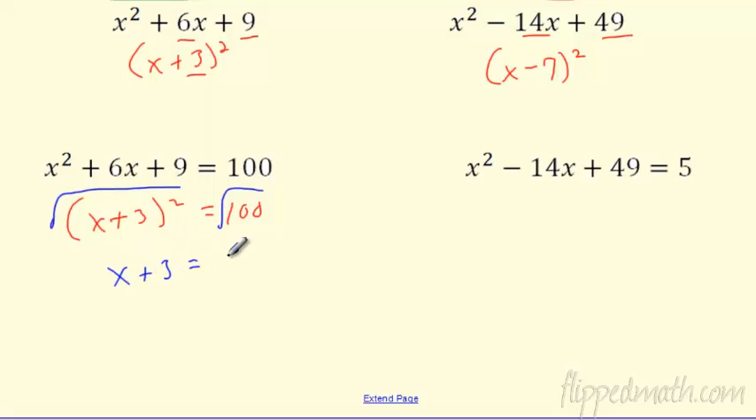The square root cancels the square. Square root of 100 is 10, and then check that out. You can solve it. Ooh, what happens though when you introduce the square root? It's plus or minus 10. So we'll subtract our 3 from both sides. We're looking at x equals negative 3 plus or minus 10.